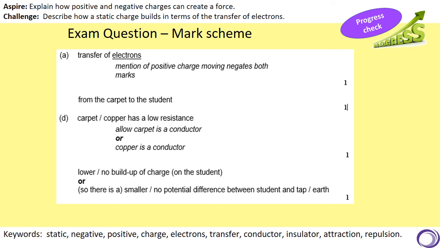Transfer of electrons, 1 mark. From carpet to student, 1 mark. Copper as a conductor, 1 mark. And less charge or no charge building up.